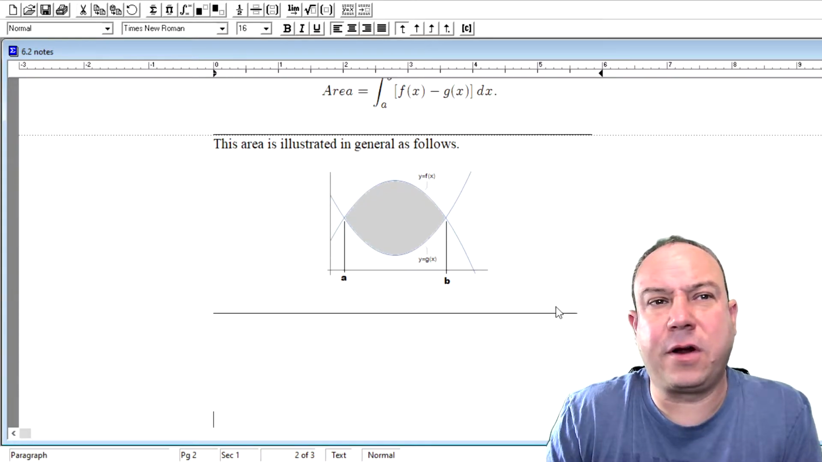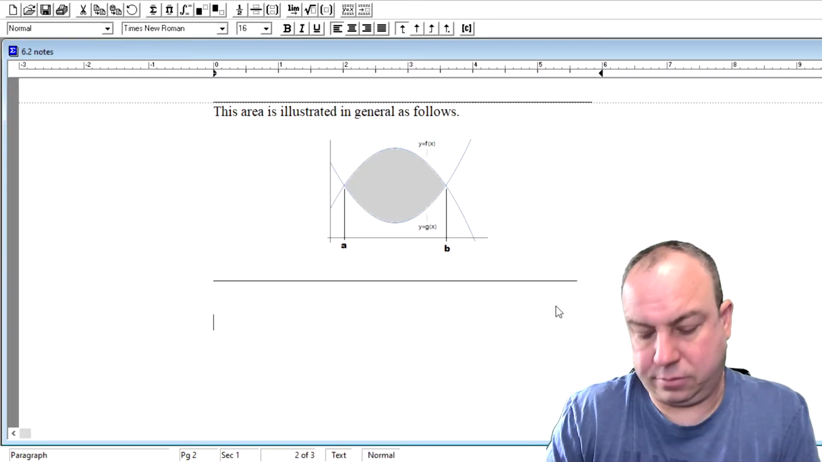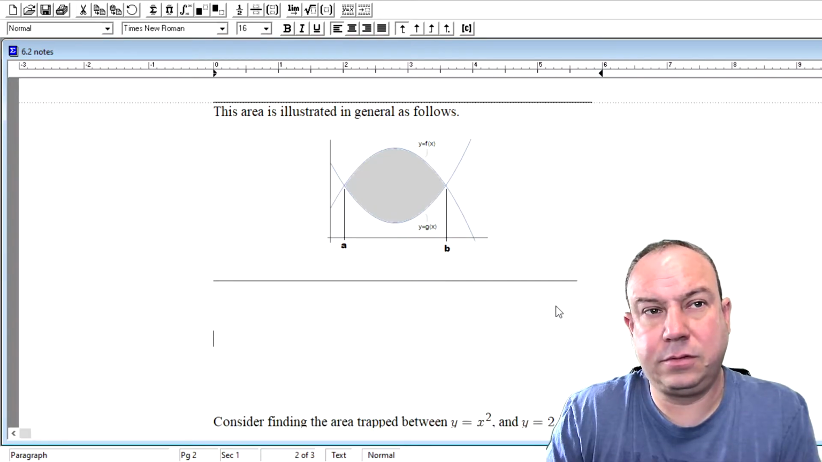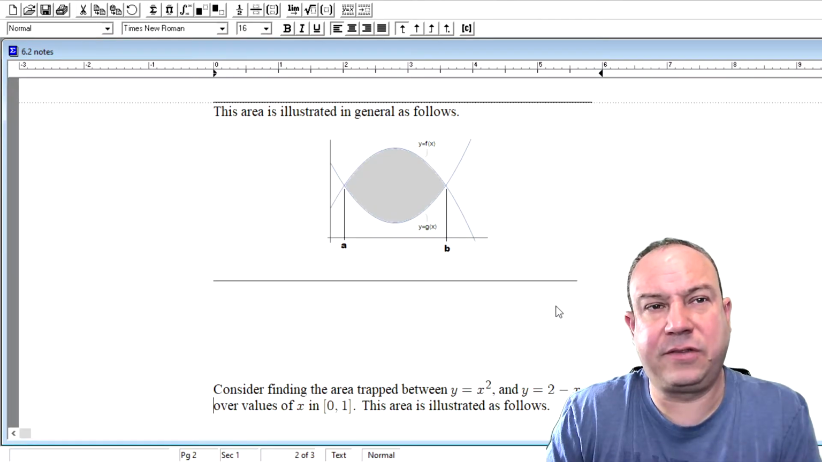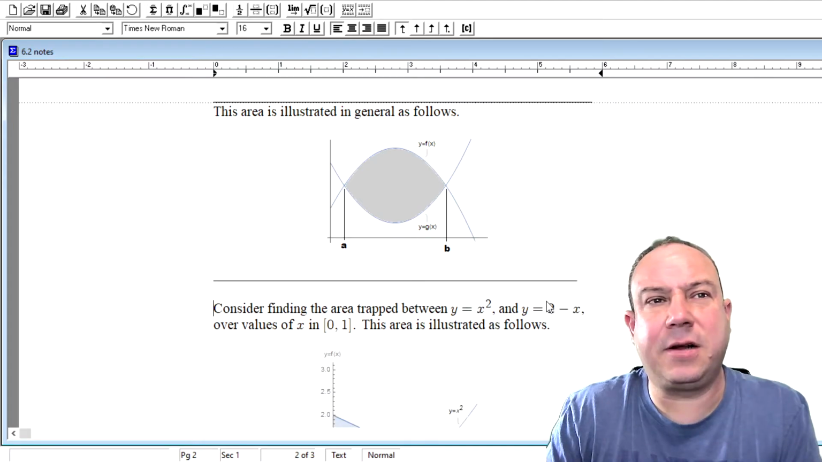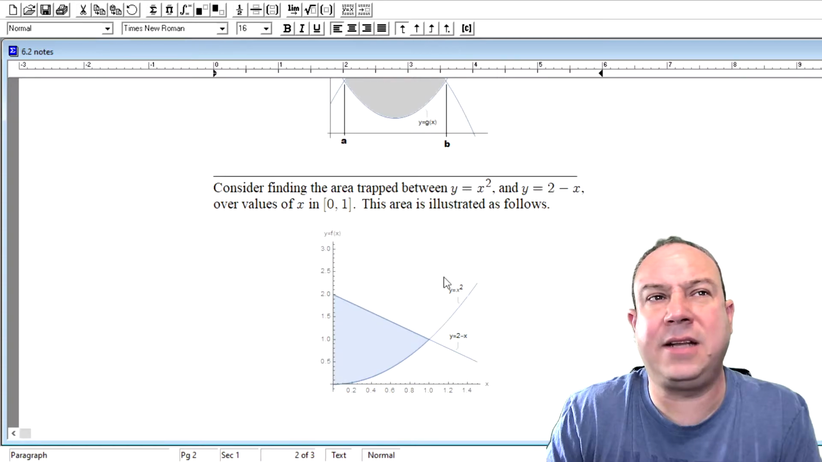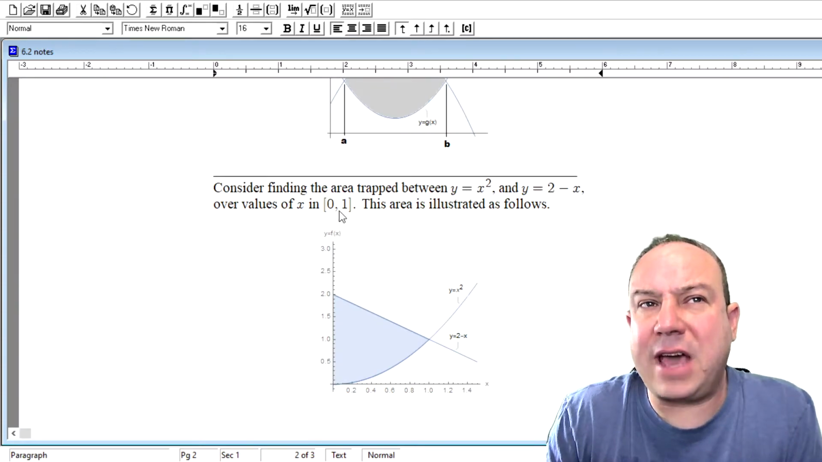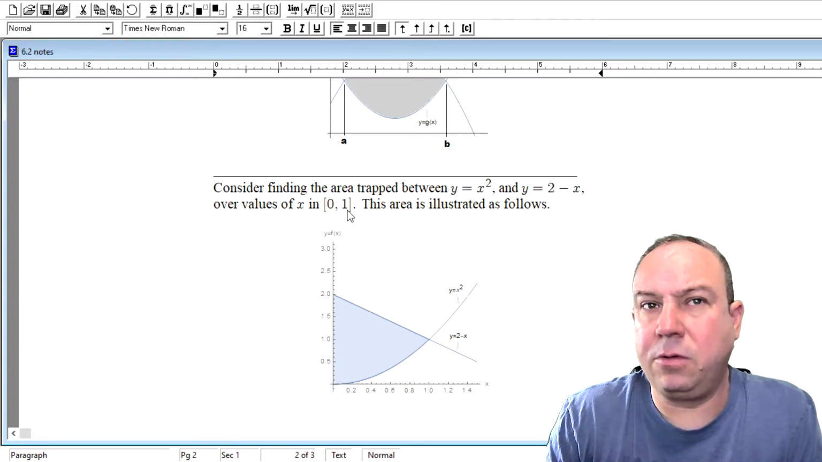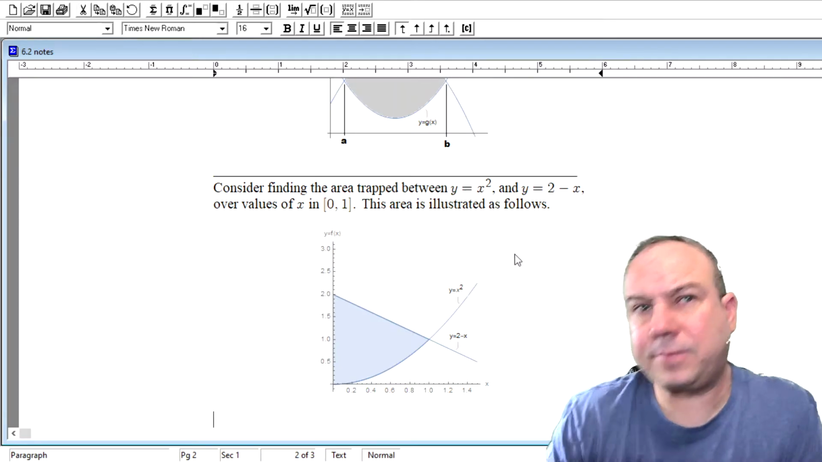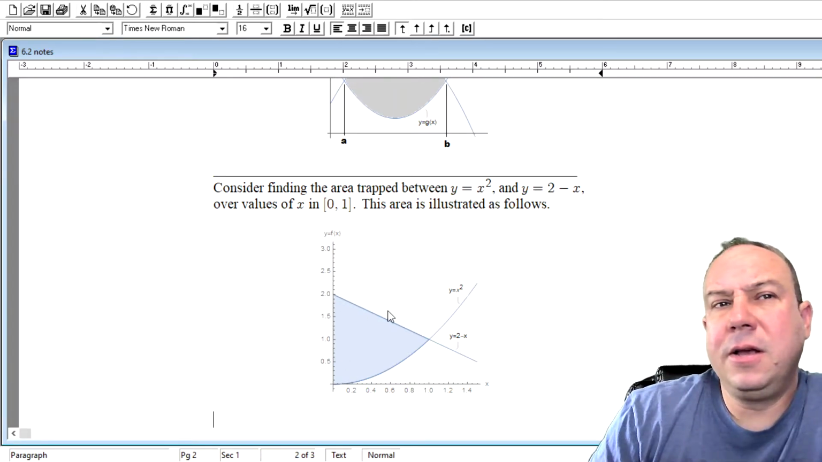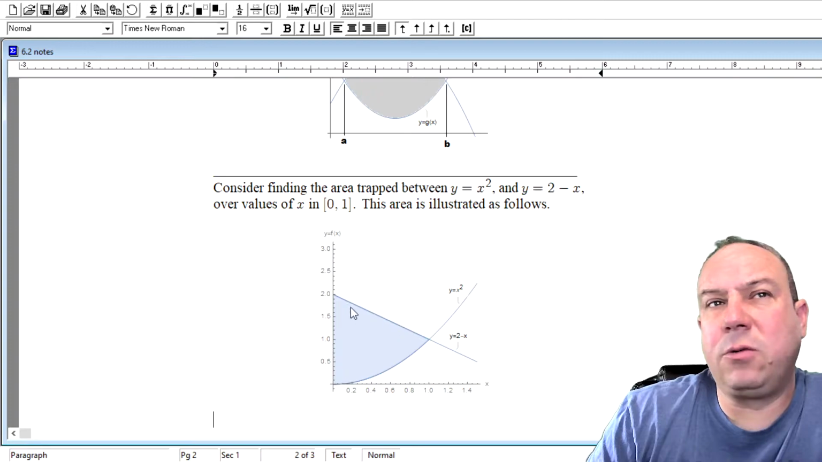If we go a little further with this, let's look at an example. We might consider finding the area trapped between the curves y equals x squared and y equals 2 minus x over values of x in the interval from 0 to 1. Here is our equation y equals 2 minus x.